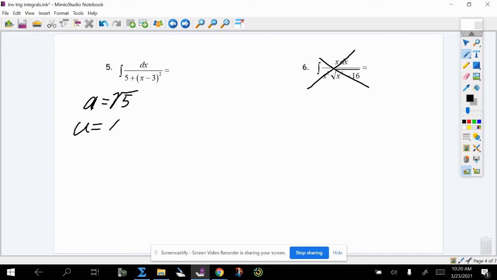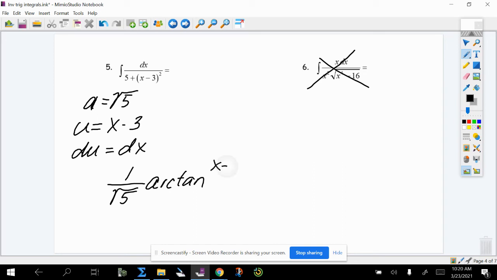Your u is actually a binomial. It's actually x minus 3. The derivative is just dx, or 1, which is what you have. So you get 1 over the square root of 5, which you do not need to rationalize. This is an arctangent because it's addition: arctangent of x minus 3 over the square root of 5 plus c.